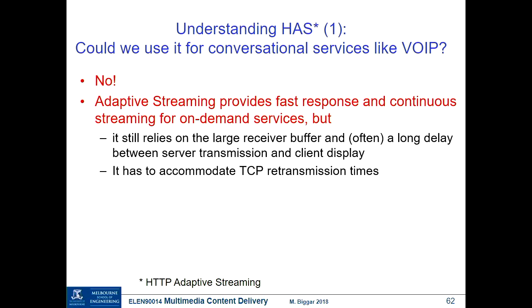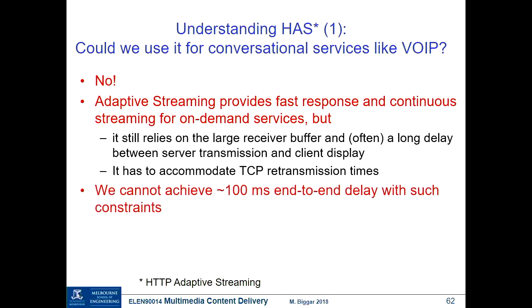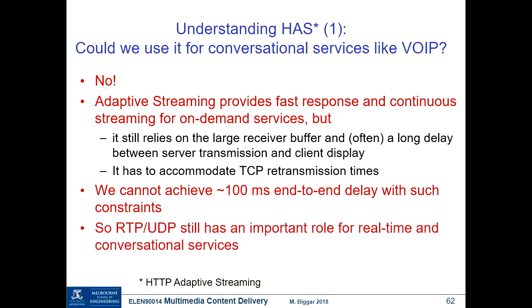So it has to have that large receiver buffer, and introduces long delays, and it has to accommodate the TCP retransmission time. So it's not going to work on conversational services in general. VoIP is an example, but also video calling, or FaceTime and Skype. So we're never going to achieve the 100 millisecond end-to-end delay with those sorts of constraints. As a result, RTP over UDP isn't in the bin by any means. It still has this important role for these real-time and conversational services.